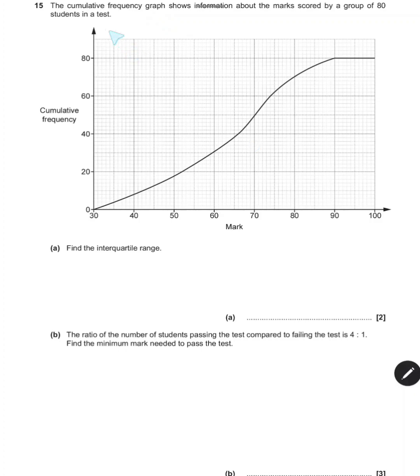Question 15, and here we've got a cumulative frequency graph showing information about 80 students. And it says find the interquartile range. Well, the interquartile range is about dividing this cumulative frequency into quarters. So I'm not going to go halfway up to 80. I'm going to go a quarter of the way up and read across and down. If this is a quarter of the way up, this is halfway, this is 3/4 of the way up, and that's what I want for my interquartile range.